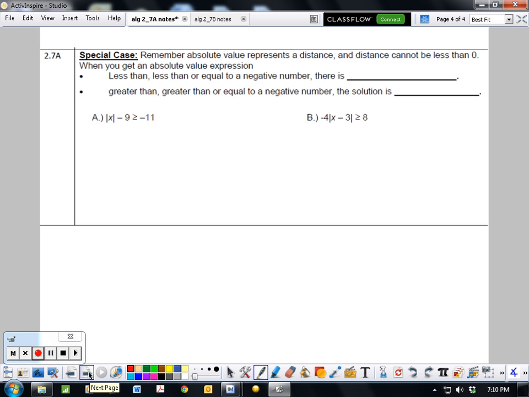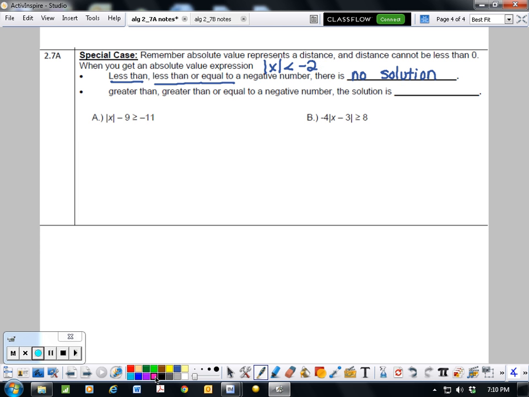Okay, last sort of thing that we want to talk about is that whole idea of no solution, all real solutions, and how that works with our absolute value equations. So remember that with absolute value, if we end up with less than or equal to a negative number, there is going to be no solution. Because there's no way our absolute value could be negative. So if it's saying that our absolute value has to be less than negative 2, there's no way, because there's no way that that can be smaller than the negative number.